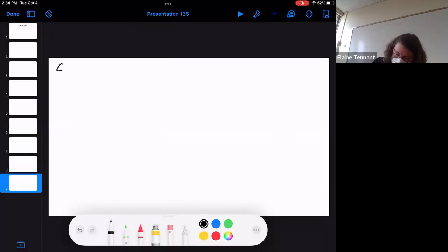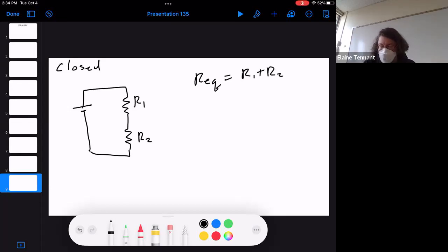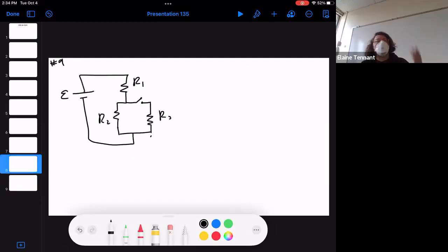Okay, so the switch is open. I have a battery, I have R1, I have R2. I'm not going to tell you what R1 and R2 are equal to, but what would the equivalent resistance of this circuit be? R1 plus R2. They're in series, you just add them together. Oh, I'm sorry, this is when the switch is open. Now let's close the switch and let's talk about what would happen.